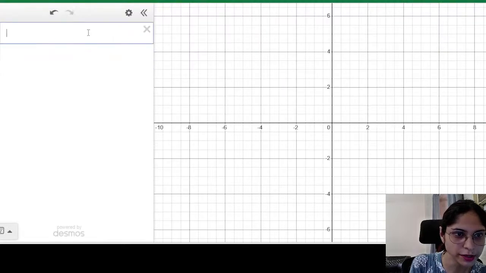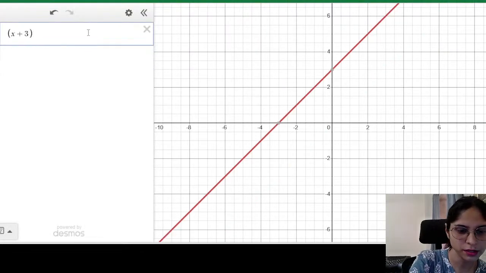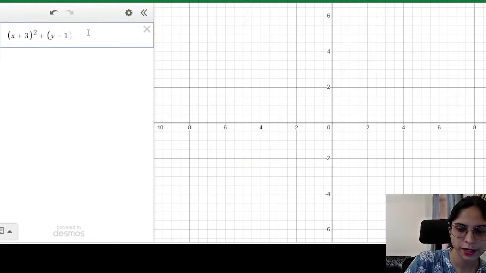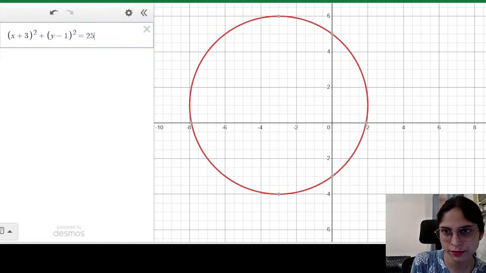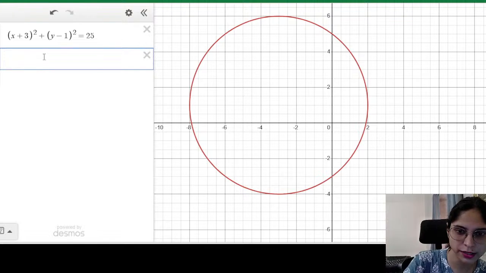So let's do that. (x + 3)² + (y − 1)² = 25. I think that's the equation. Yeah, that is it. And now just the points. I told you that you can write the points exactly, so you can just write (−7, 3). You don't even need to check.